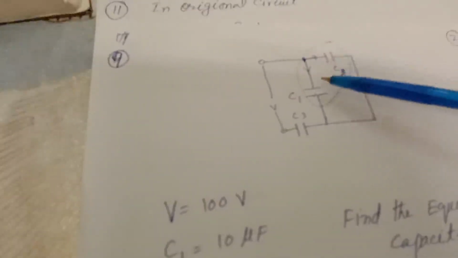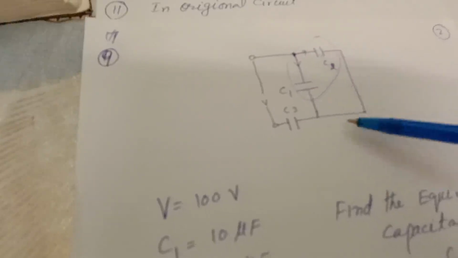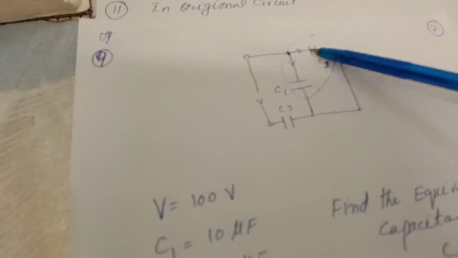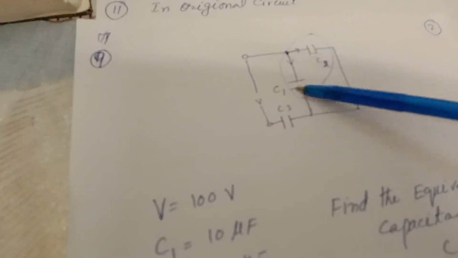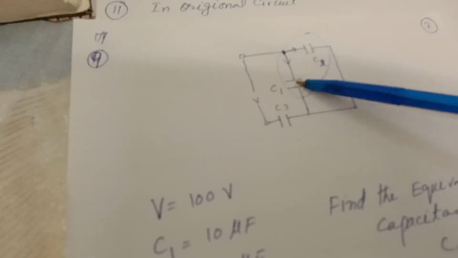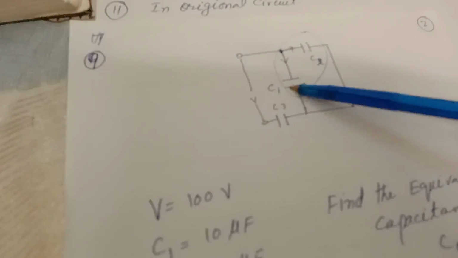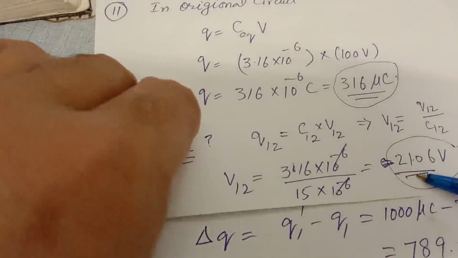When the two capacitors are in parallel, they are at the same potential difference, because these two plates are at the same potential, and these two points are also at the same potential. So these two capacitors will have the same potential difference. So V2 and V1 are equal, and that is equal to V12, which we calculated as 21.06 volt.